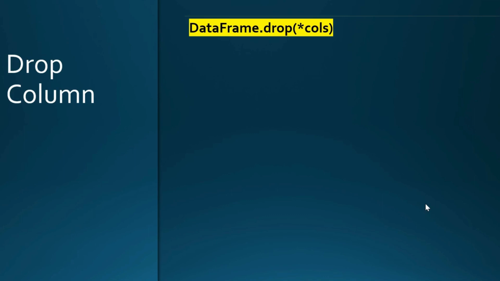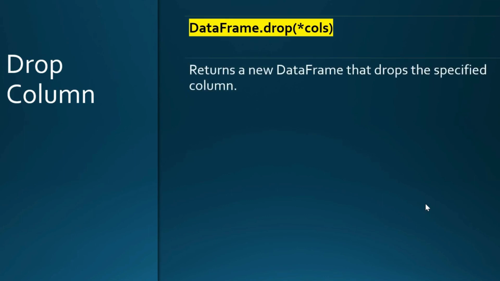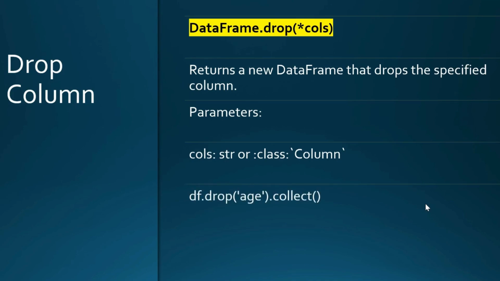Now, let's go with the next topic for today, that is drop column: how you can drop a column from the data frame that you actually don't need. For that, you mention the data frame dot drop and your column or list of columns. It will return a new data frame after dropping those column names that you have mentioned in your argument. The parameter is a column, which is a string or a class of column. The example is df.drop your column name and then do a collect operation. So these are the things that we will see today in this video. Let's get started with the practice.